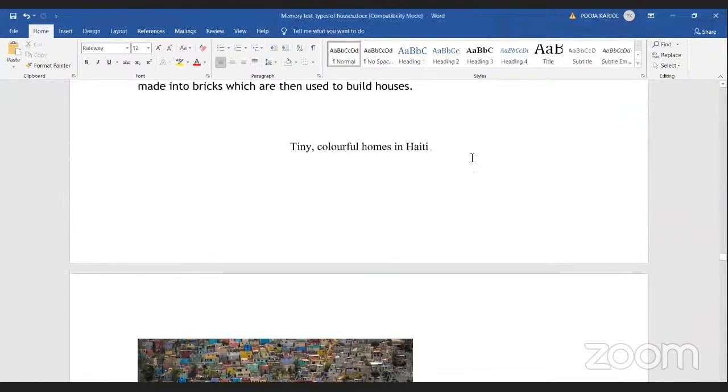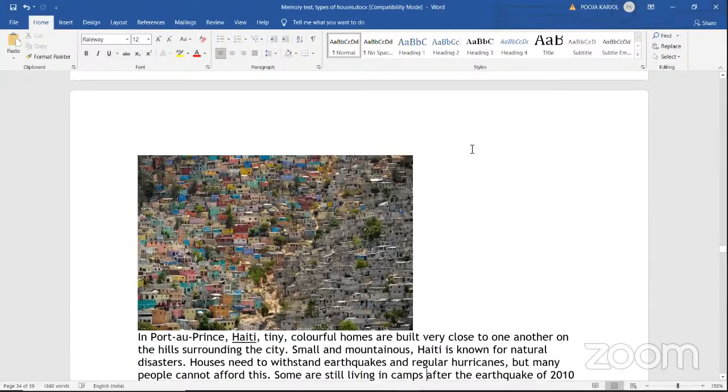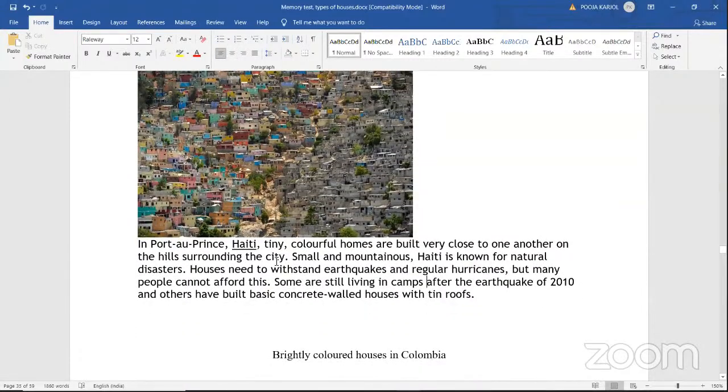Tiny colorful homes in Haiti. In Port-au-Prince, Haiti, tiny colorful homes are built very close to one another on the hills surrounding the city. Okay. Because it's a small place. Where is Haiti? Port-au-Prince, they are saying. It's a country in the Caribbean. It shares the island of Hispaniola with the Dominican Republic.